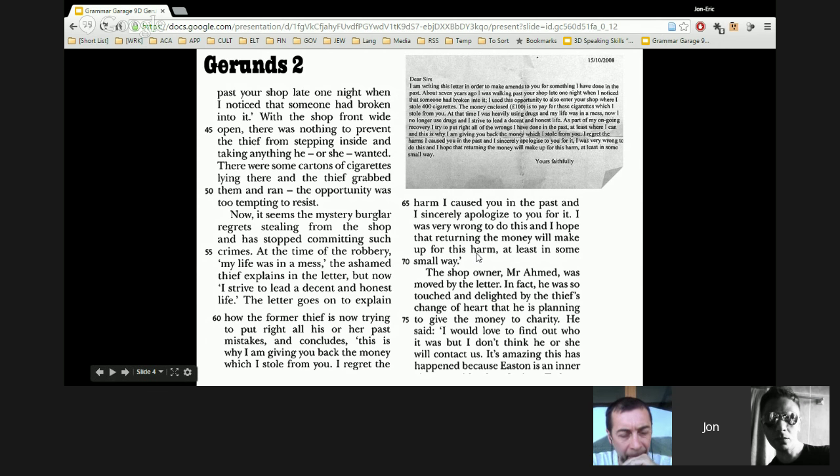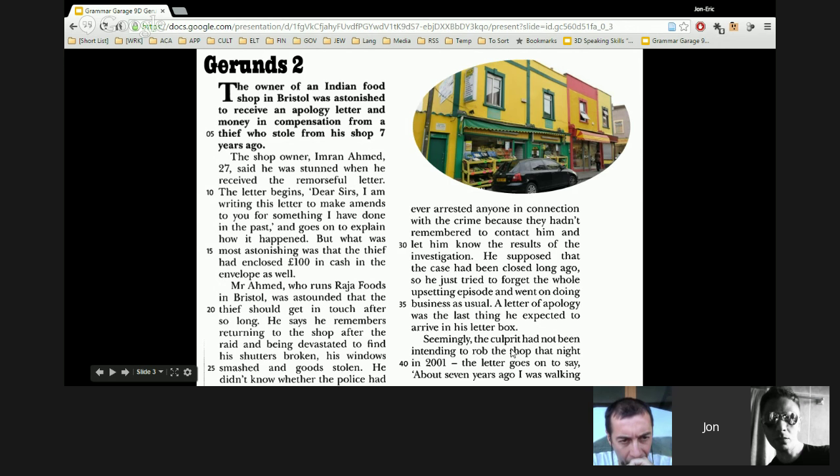Let me stop there for a second. What does that mean, the culprit, in line 38? What's a synonym for culprit? Is the culprit the victim or is the culprit the thief? The thief. It's the thief. The culprit of a crime is the person who commits the crime. The culprit. Okay? So, back to you, Giancarlo, starting in line 59.